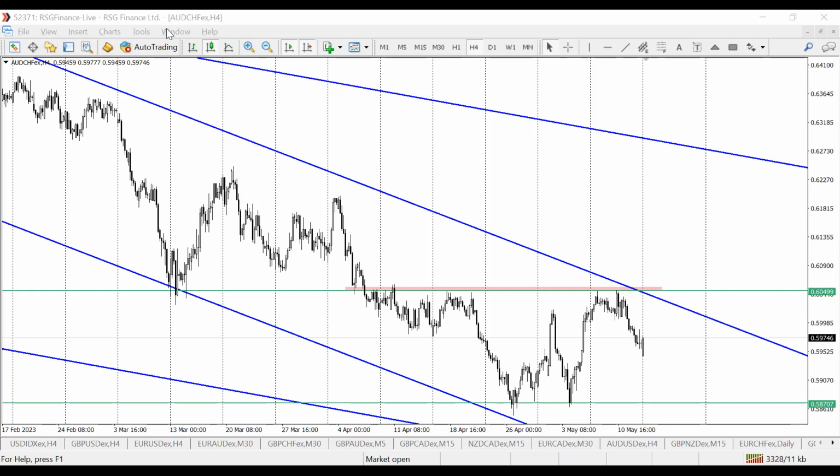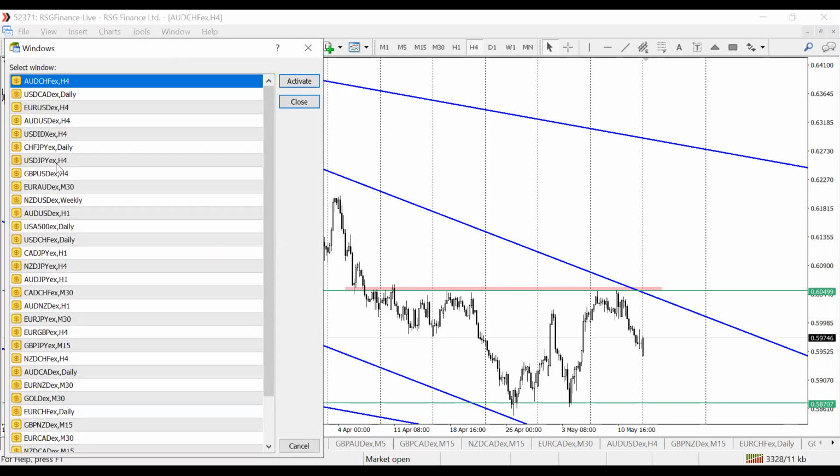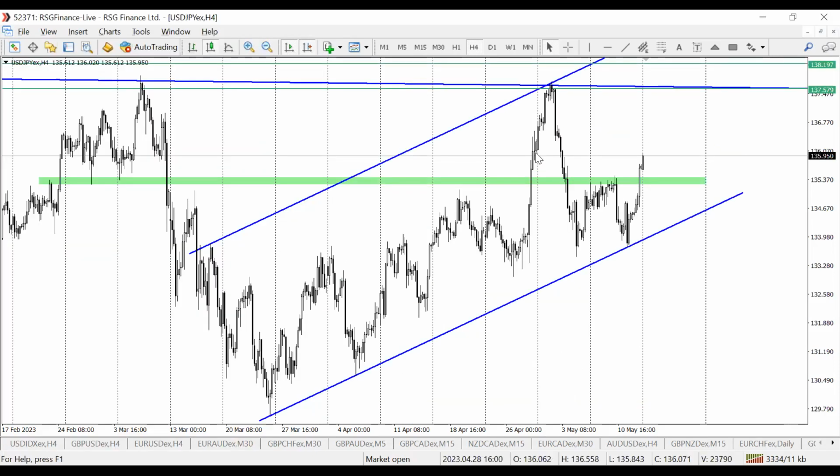Next interesting pair for me is USD JPY. Let me get there. USD JPY. There you are. I like this pair structured to the upside, and I believe we will be making this nice rally up to 1.137.57.